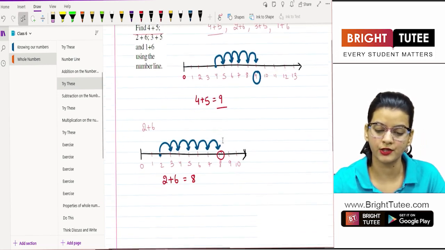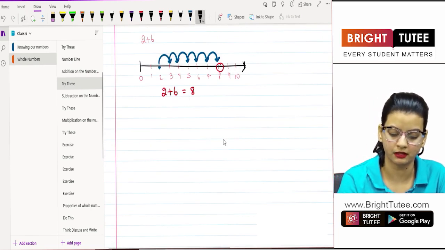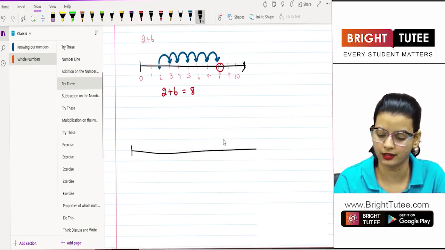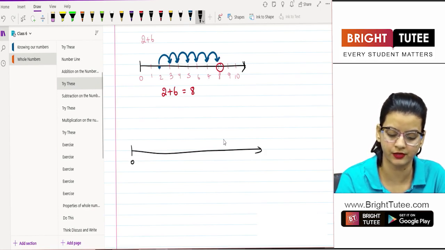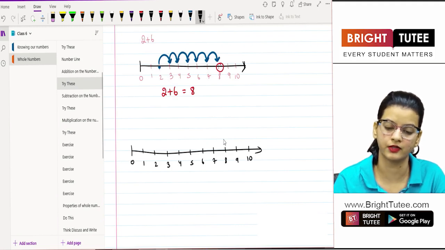Okay. So last we have to find 1 plus 6 on the number line. So I will make the number line once again. I have to find out 1 plus 6. So this starts with 0, 1, 2, 3, 4, 5, 6, 7, 8, 9, 10 and this will continue.